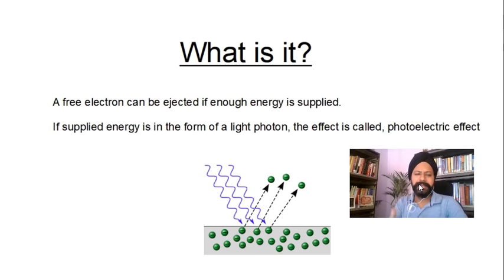So in short, a free electron can be ejected if enough energy is supplied. Now that energy may be thermal energy, right? You don't have to provide light. Those electrons want to be freed. You can provide thermal energy. You can provide other forms of energy. But today we are covering providing energy in the form of light. A light photon falls on an electron, and the electron becomes free, and that is called photoelectric effect.